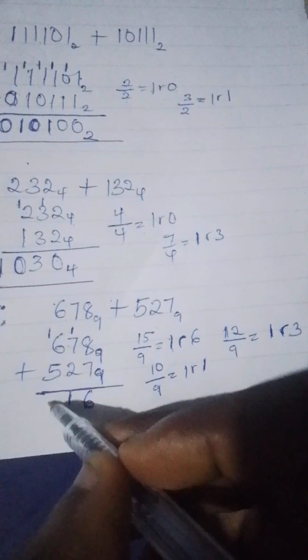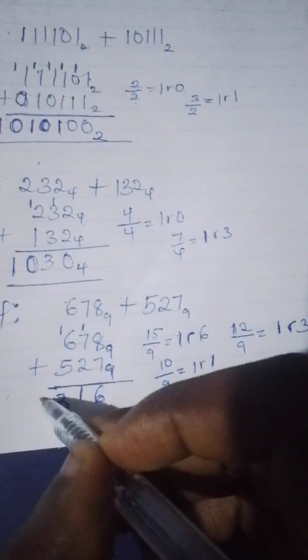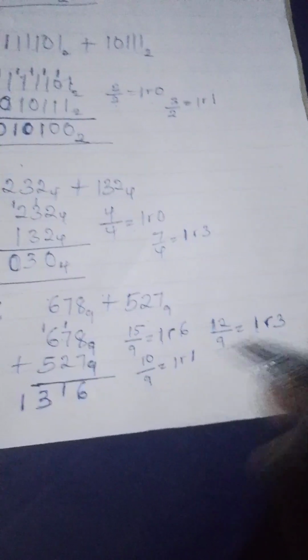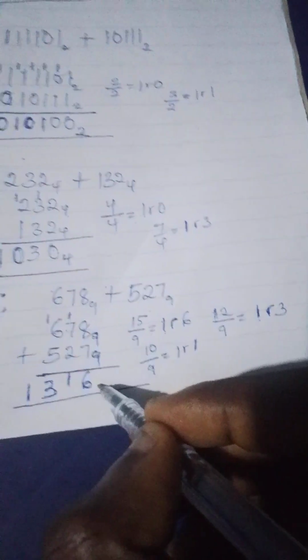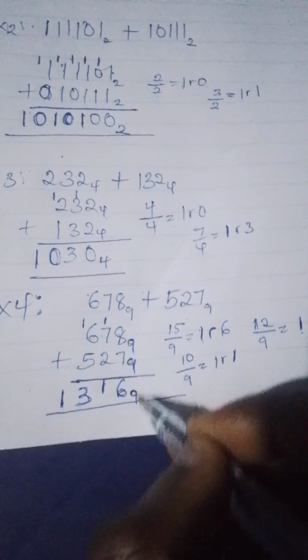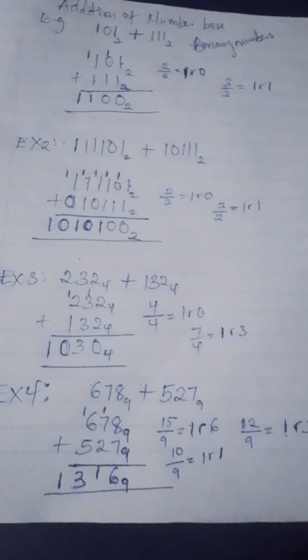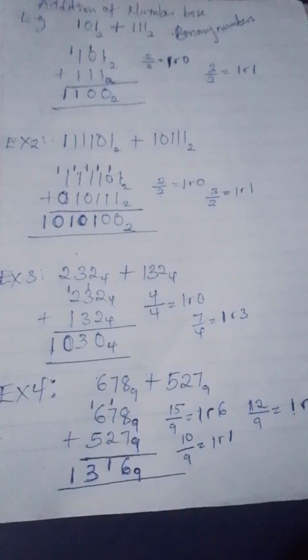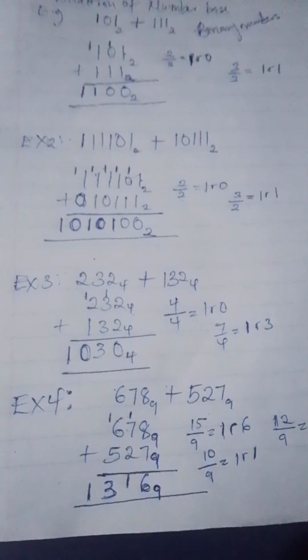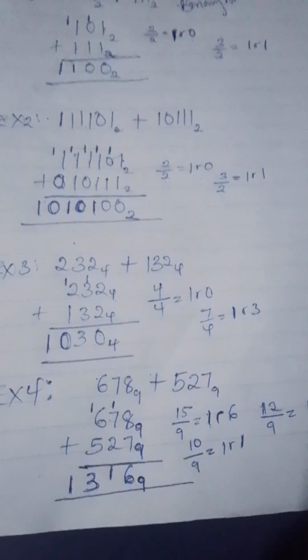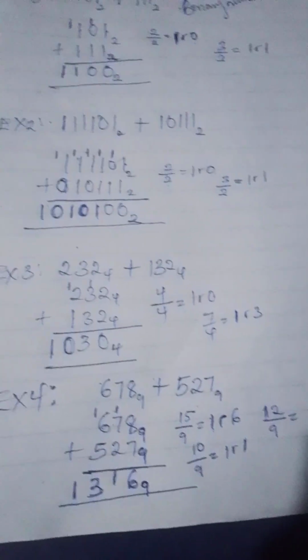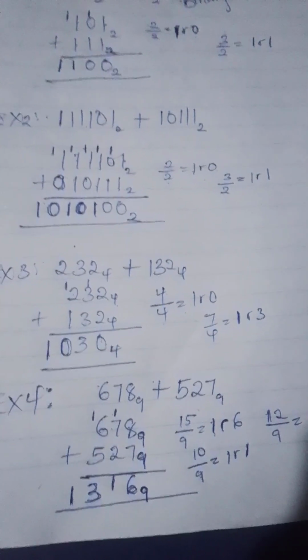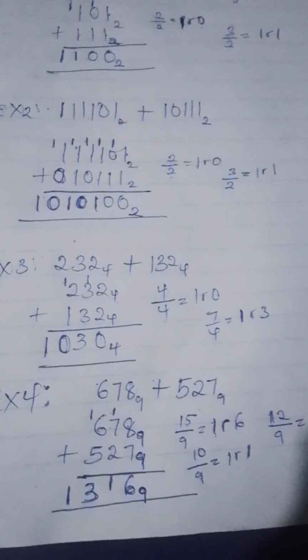So 3 is lesser than 9, so you write the remainder first, then you write the quotient, which is this one, and do not forget your base 9. So this is how to add number bases together irrespective of the base. Base 2, 3, 4, 5, 6, 7, 8, 9 and 10. You get how to add them. This is how to add all of them.